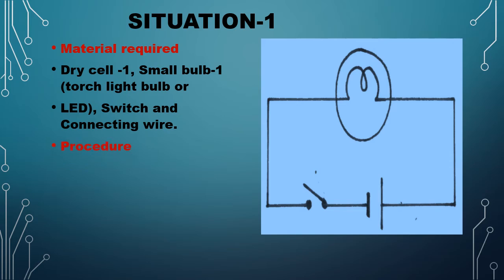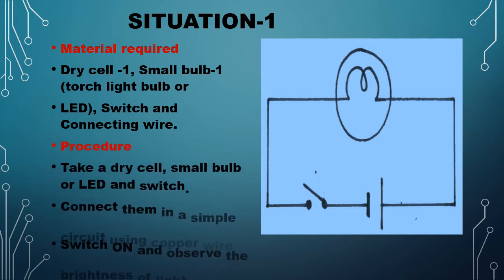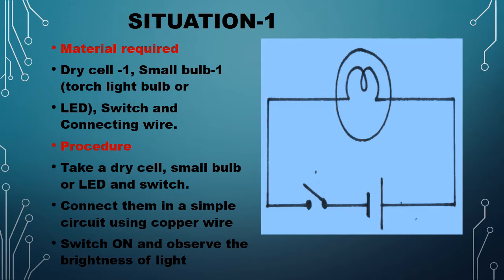So what is the procedure to do that? Simply take a dry cell, a small bulb or LED and a switch. Connect them using a copper wire as given in this circuit diagram. Follow these simple steps to connect them. Then switch on and observe the brightness of the light. You have to observe the brightness of the light and note it down in a table. Understand? That is situation one. Normally, you will observe that the bulb glows normally. Understand? Let us see another situation.